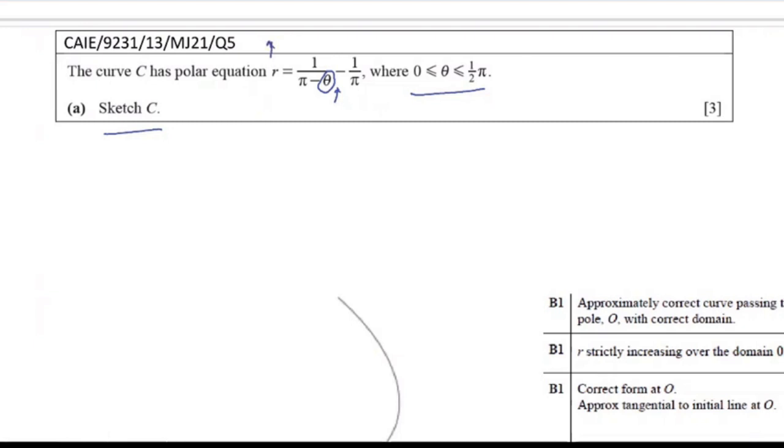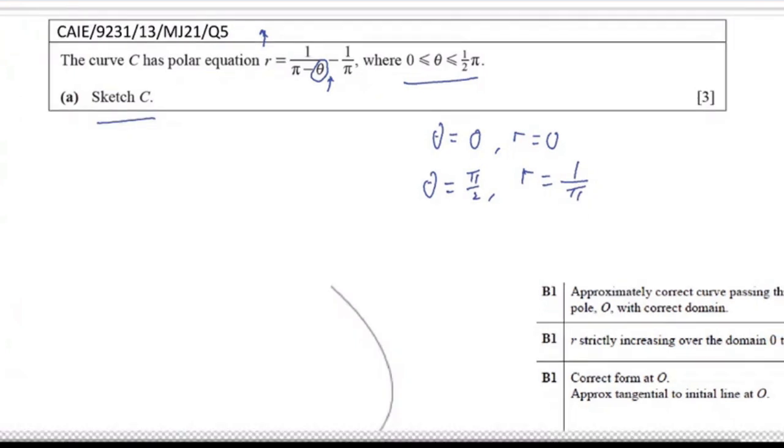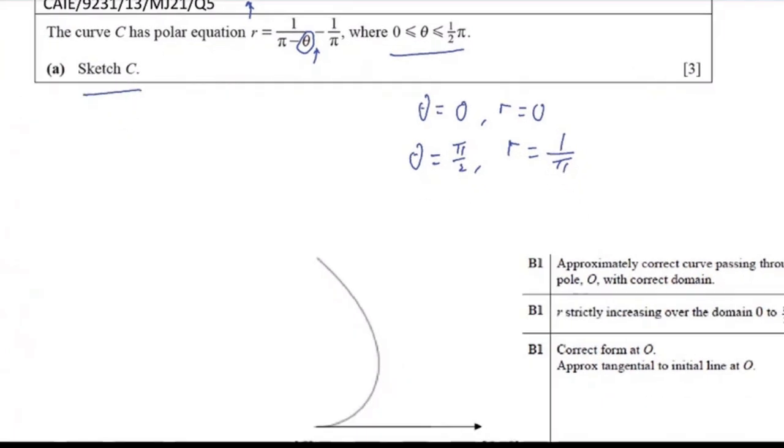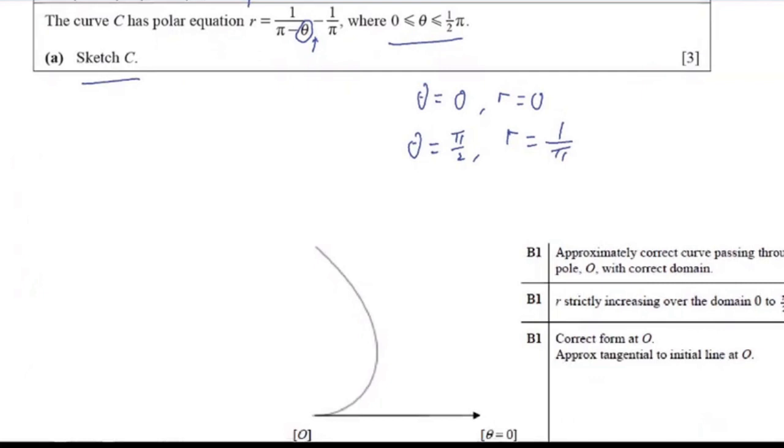So let's sub in some values to see what the values of r may be. When theta equals 0, r is 0. And when theta equals pi over 2, we will get 1 over pi. So r is getting larger and larger, r is increasing. So when we actually sketch the graph, again, this is a tangent, right? This is a tangent.